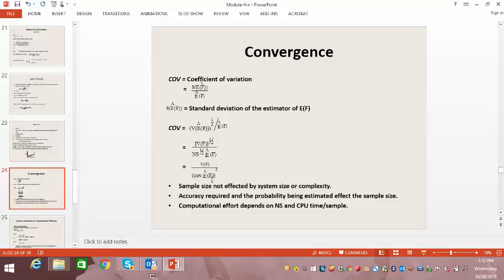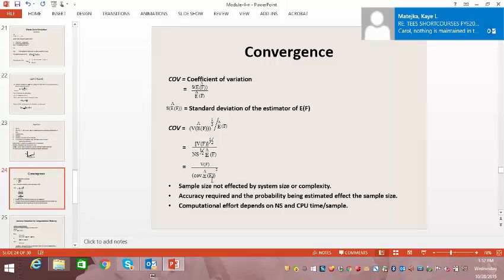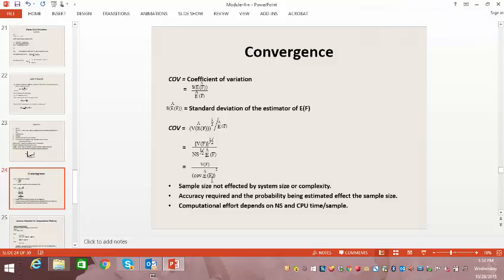So if you rewrite these equations, you will see that if the probability that you are trying to estimate is small, then you will need a larger sample size, and if the probability is big, then you need a smaller sample size. Therefore, the systems which are highly reliable take a lot longer to converge in Monte Carlo simulation than the systems which are low reliability.